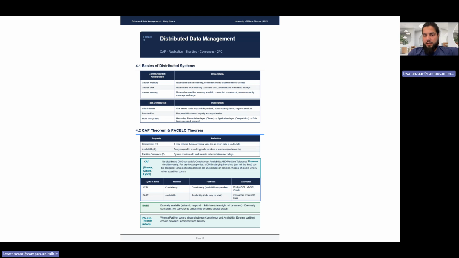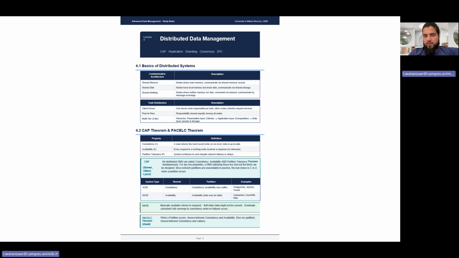So availability means that there should be no latency, and as the user's request or the node request comes, the response should be available. And the third one is partitioning. So consistency is represented with C, availability is represented with A, and partitioning is represented with P. So the system continues to work despite network failure or delays. That's really important. So they have to tolerate the partitioning, okay?